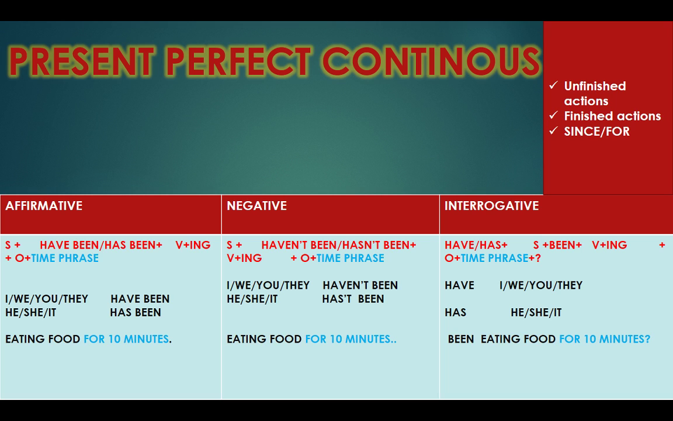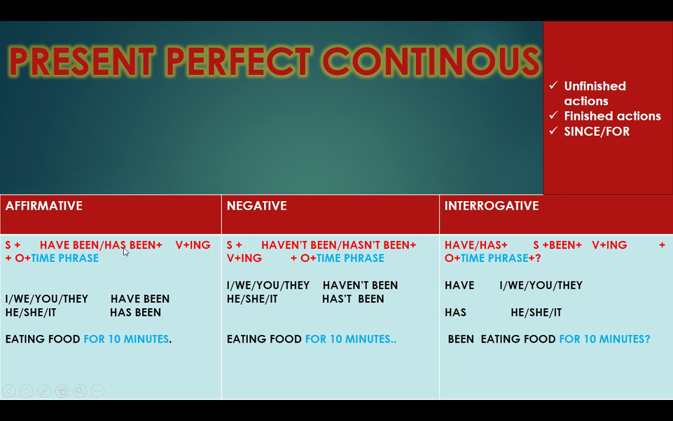That's okay, completely alright. Let's move on to the sentences, I would say. Affirmative, negative and interrogative. In affirmative we use subject plus have been and has been. There's no big difference from the previous tense. The only difference that you will find here for sure is the addition of been.